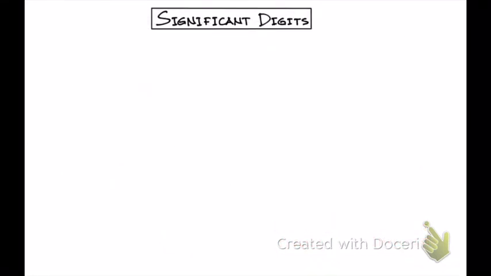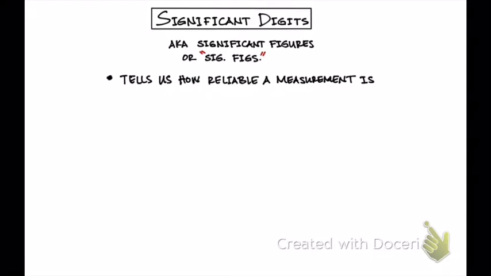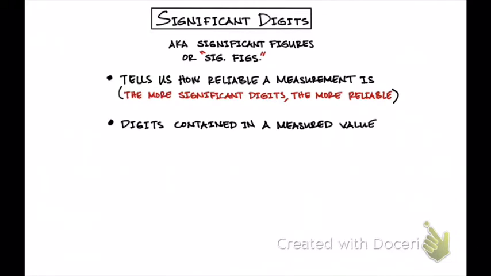So now this brings us to this concept known as significant digits. And so significant digits basically tells us how reliable and accurate a measurement is just by looking at the number of significant digits. Significant digits is also known as significant figures, or simply sig figs. And as I've mentioned earlier, this tells us how reliable and accurate a measurement is. The more sig figs you have, the more reliable and accurate the measurement is. And these are basically the digits contained in a measured value.